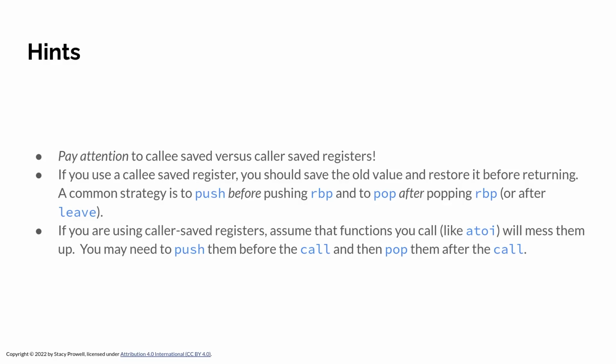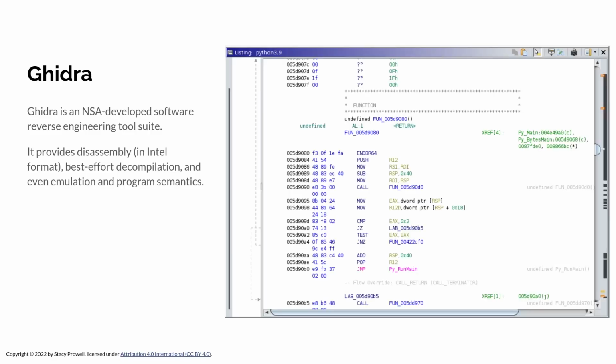Pay attention to registers. If you want to use a register, be aware that somebody else might want to use that register as well. To prevent conflicts, we have a calling convention. Honor the calling convention. Let's talk about tools, and in particular, let's talk about Ghidra.